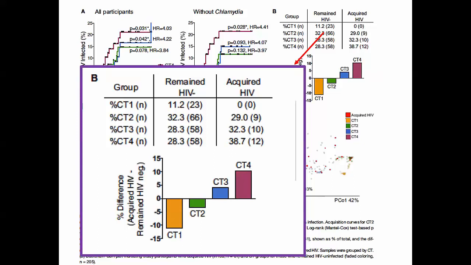No woman who was Lactobacillus crispatus predominant got HIV, which was pretty striking. In the Lactobacillus iners type, look at the incidence there. Actually, only 66% of them remained HIV negative, so a third of them went on to get HIV. And then, of course, in CT3 and CT4, the rates were the highest. And that's actually a great dose response curve, right?